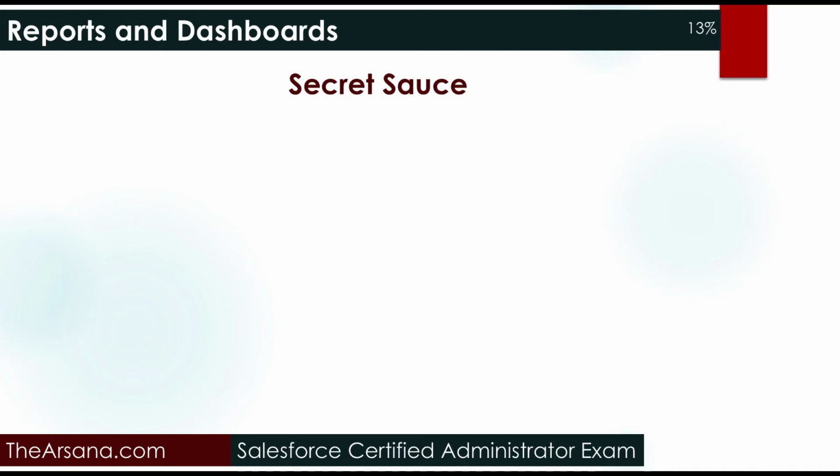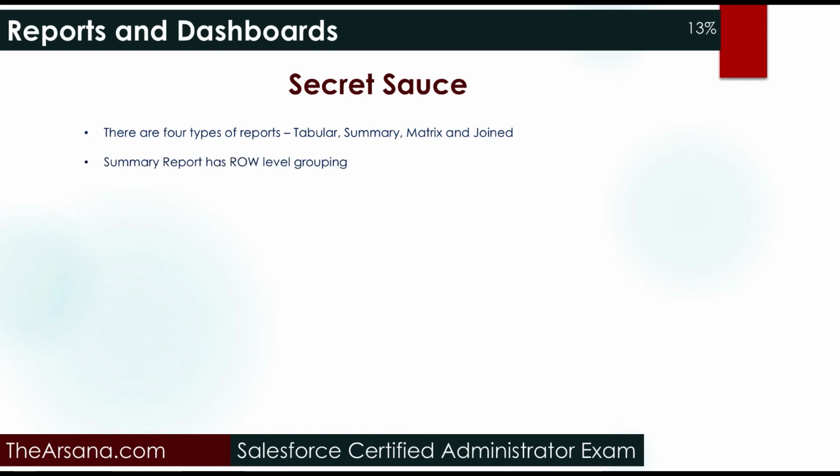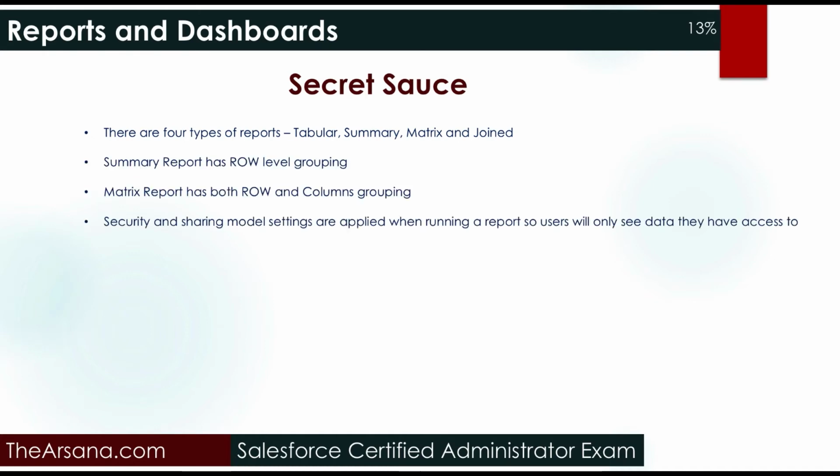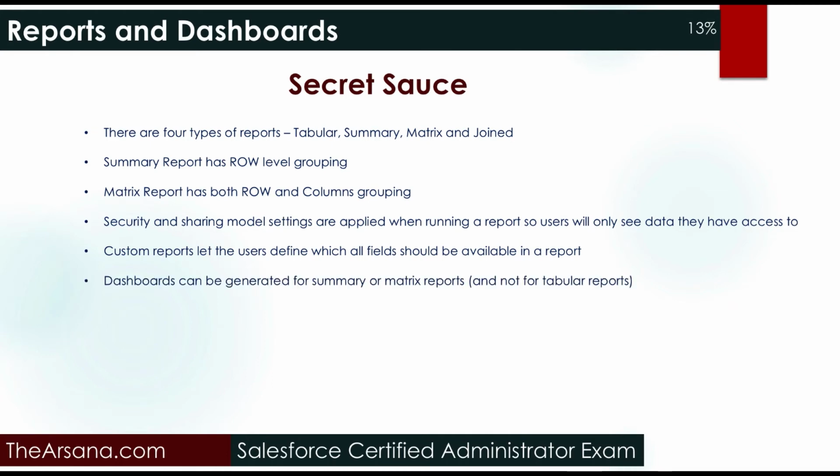Secret shots from this lecture. There are 4 types of reports: tabular, summary, matrix, and joint. Summary report has row-level grouping. Matrix report has both row and column grouping. Security and sharing model settings are applied when running a report, so users will only see data they have access to. Custom reports let the user define which fields should be available in the report. Dashboard can be generated for summary or matrix reports.